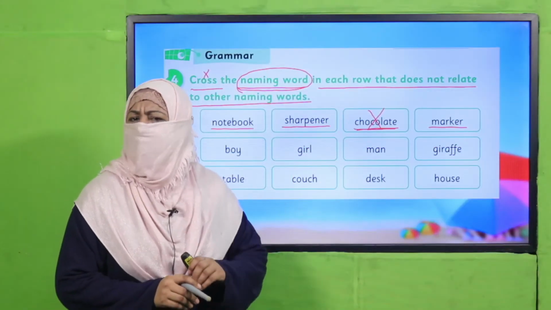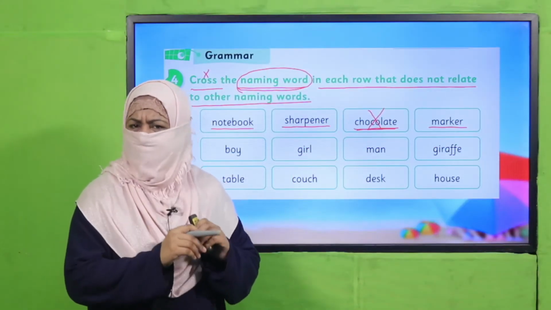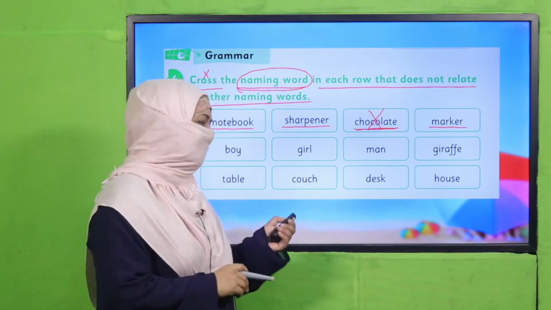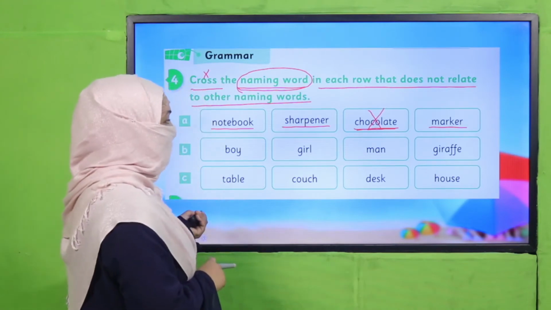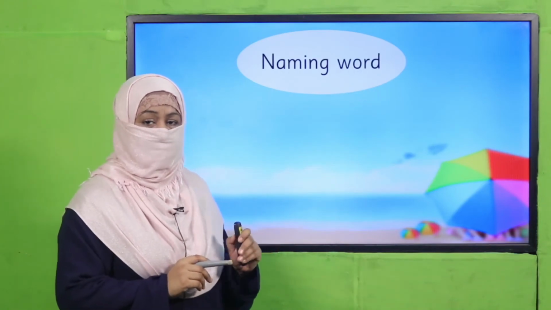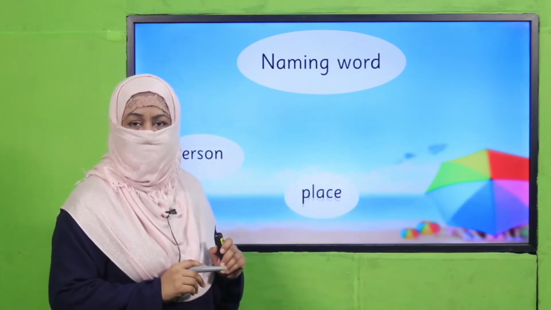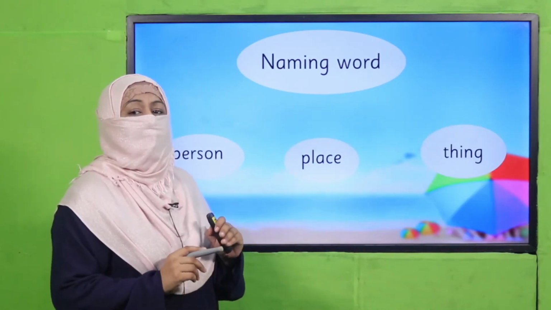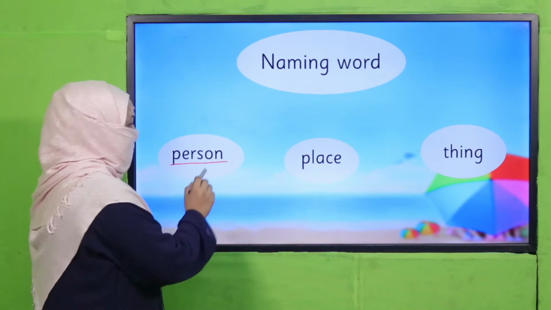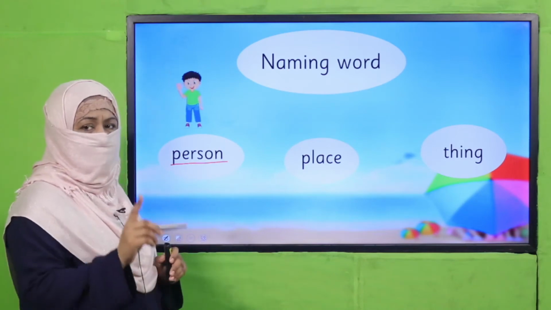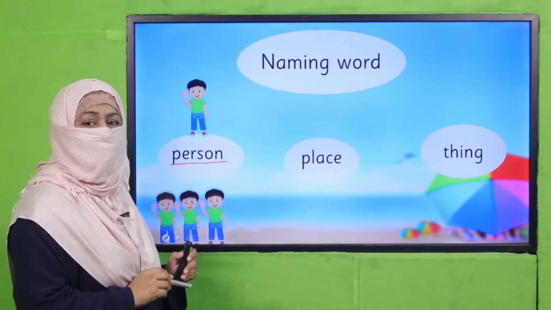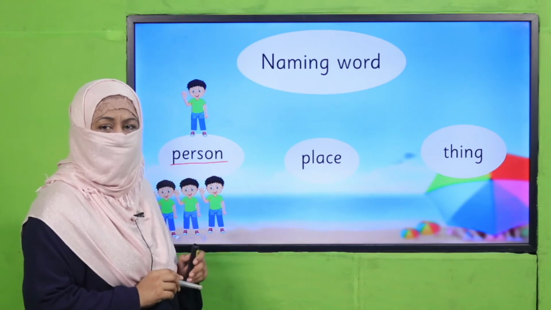Yes, my dear children, are you clear with the concept of naming words and their categories? Okay, let's move further. And I asked you, how do we change number of naming words? So first, what are number of naming words? Naming words can be a person or a place or a thing. If this person is 1, it is called singular. And if it is more than one, it is called plural.